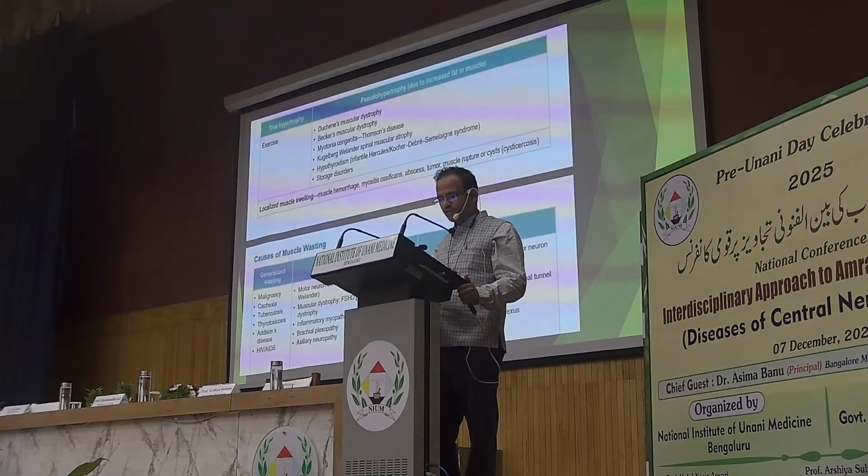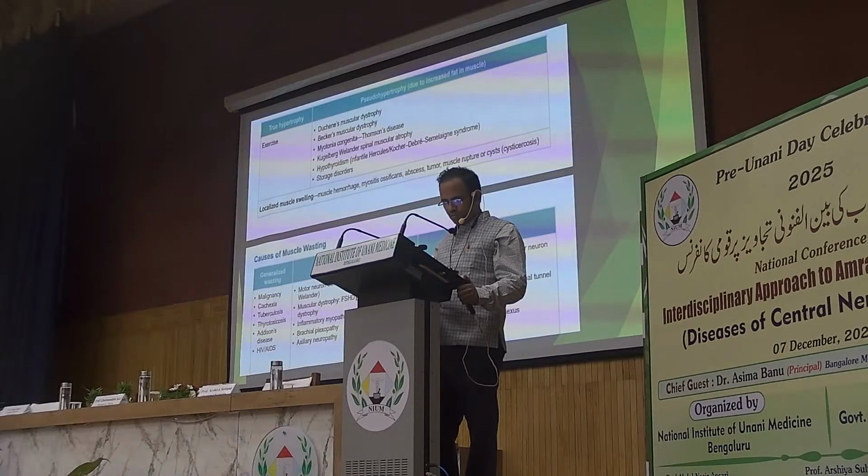The studies say that those who are after 40 years and don't exercise will lose around 3 to 5% of the muscle mass every year. In pseudohypertrophy, the muscle looks bulky, but it's because of the accumulation of fatty tissue. It usually happens in muscular dystrophies and also endocrinal diseases like hypothyroidism.